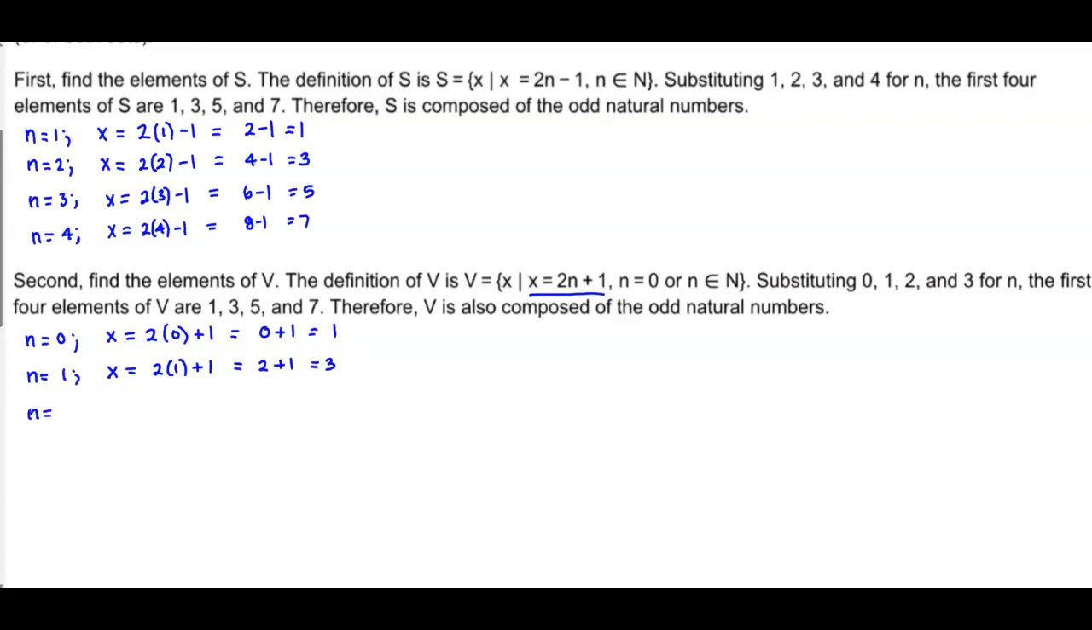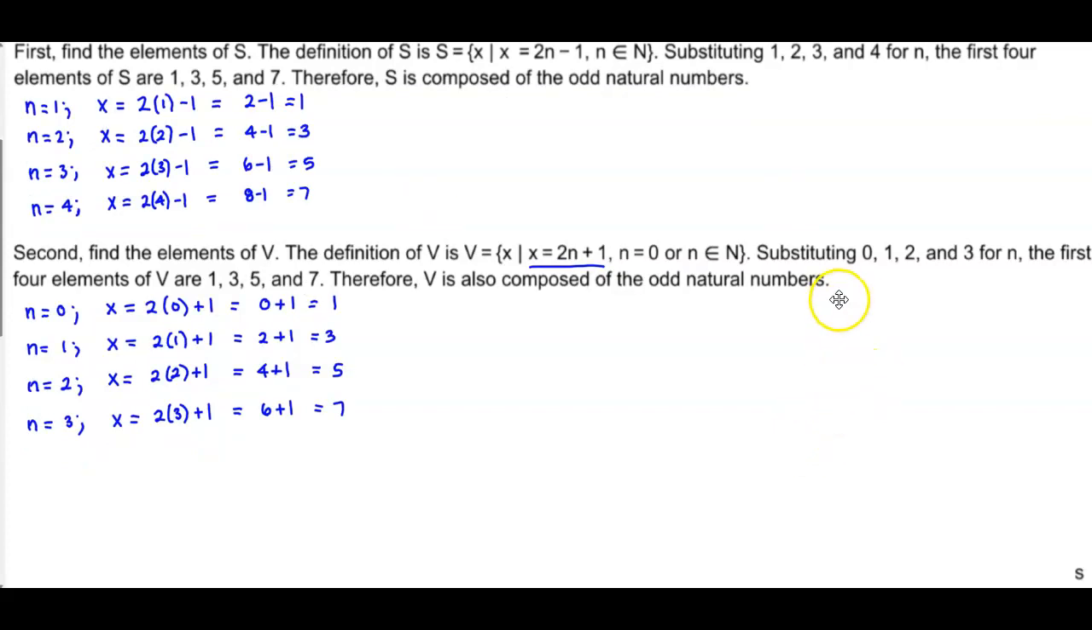And then if we put in n is equal to 2, we have x is equal to 2 times 2 plus 1. And that's equal to 4 plus 1, which gives us 5. And then if we plug in the value for 3, we get x is equal to 2 times 3 plus 1, which is equal to 6 plus 1, which gives us 7. So you can see here that substituting now 0, 1, 2, and 3 for n, the first 4 elements are also 1, 3, 5, and 7.